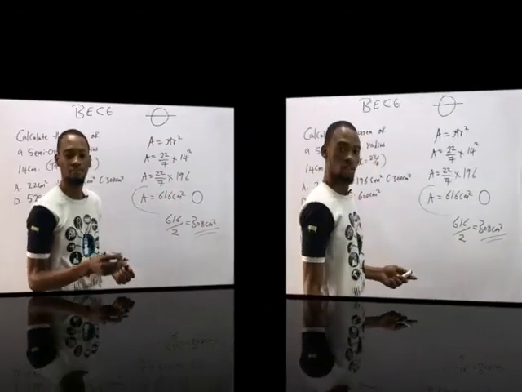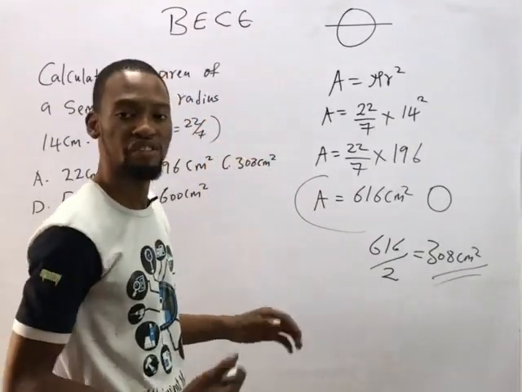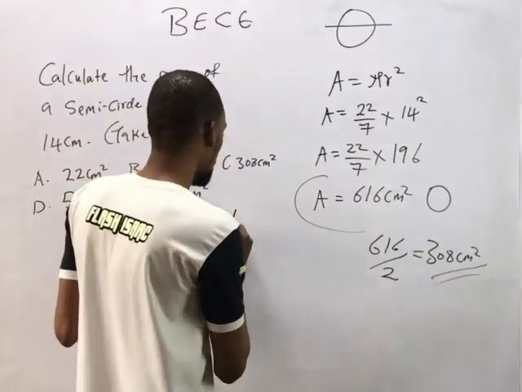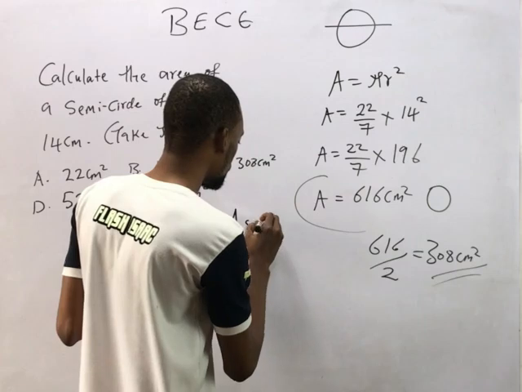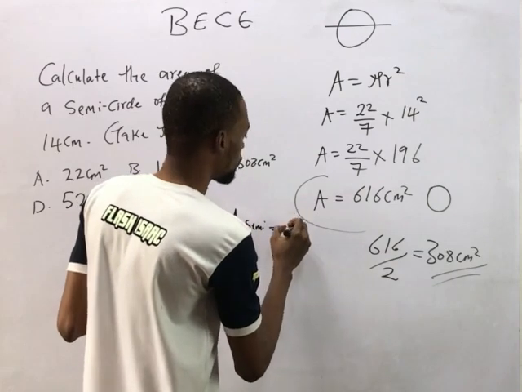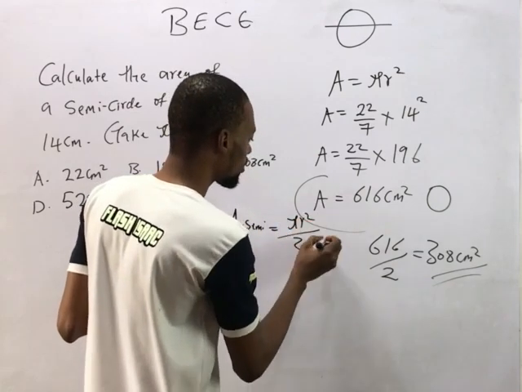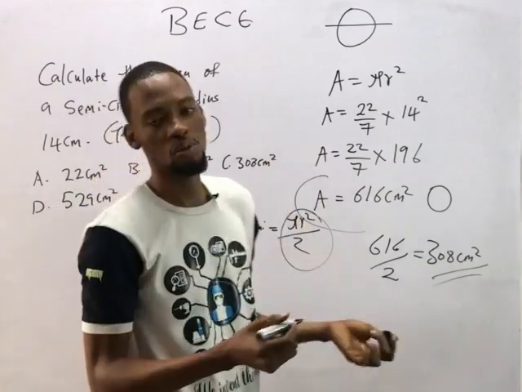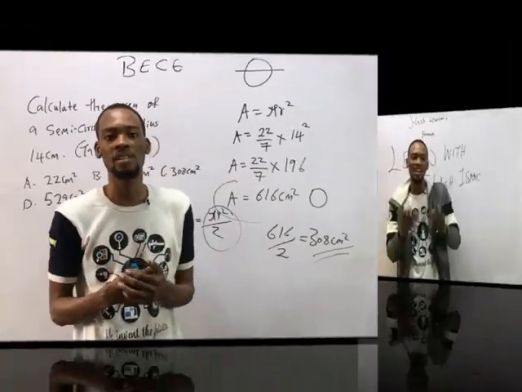So that's the answer. From this question, we've been able to find out that the area of a semicircle is equal to pi r square over 2. So you can use this formula to solve directly. You get the same answer.